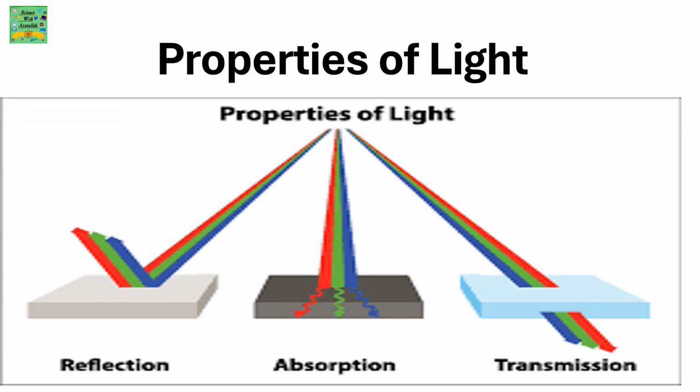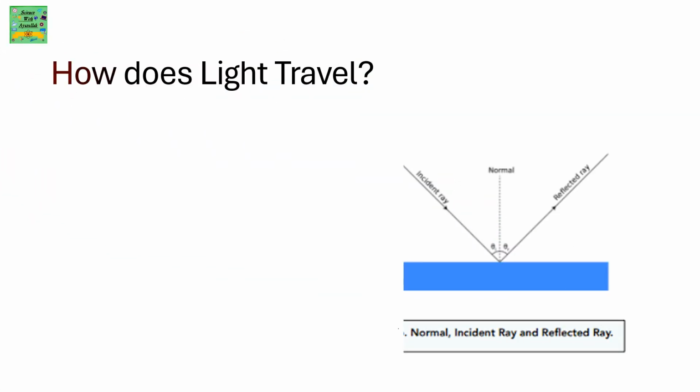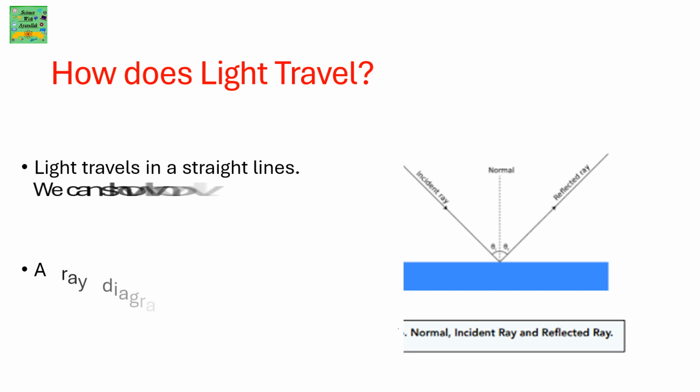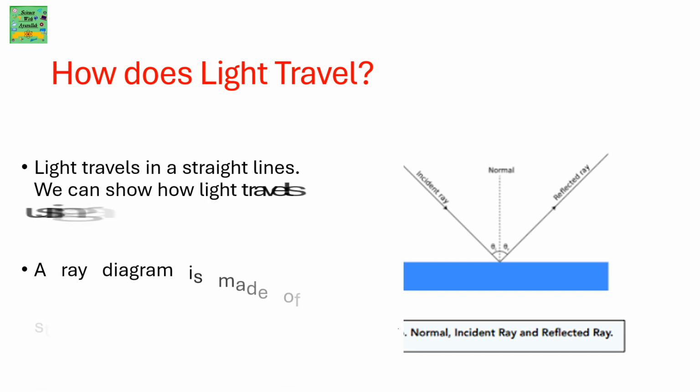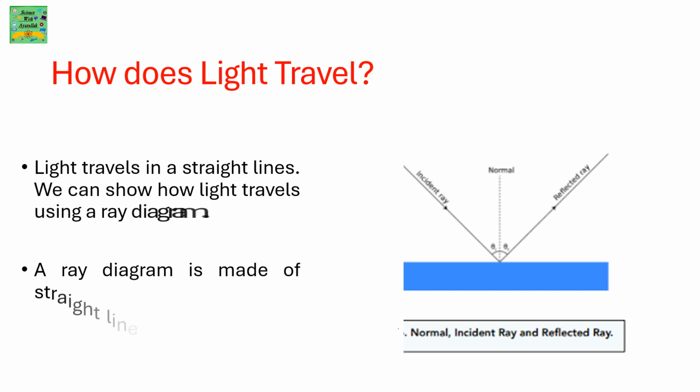Properties of light. Chapter 7. How does light travel? Light travels in a straight line. We can show how light travels using a ray diagram. A ray diagram is made of straight lines with arrows. The arrows show the direction in which the light travels.